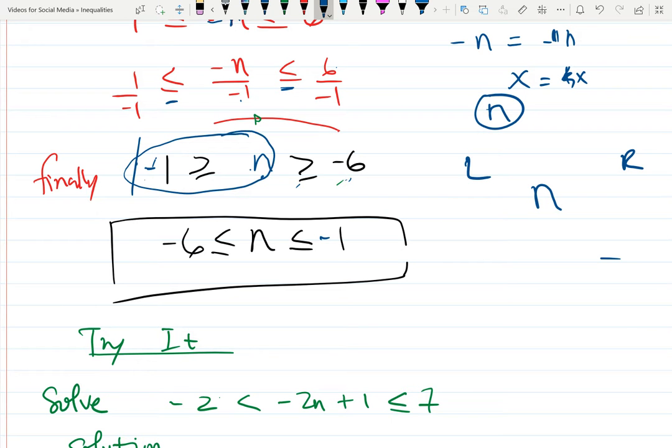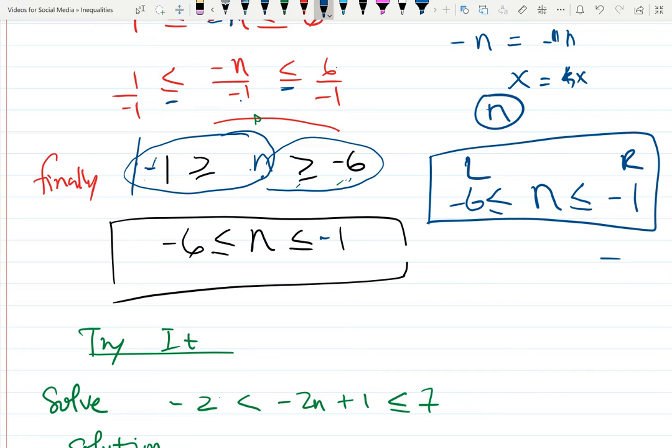Be careful when you're flipping it. We are writing n less than or equal to negative 1. You write that first, and then you flip that side, and we put that this is greater than or equal to negative 6. These two are the same, but this is the proper way of writing it. That's your answer. Try it.